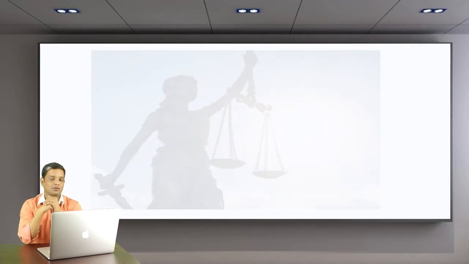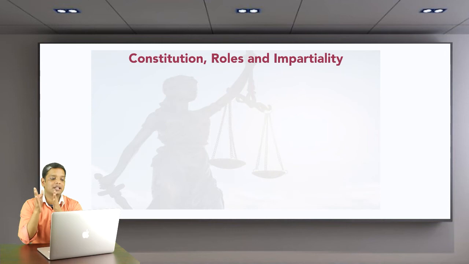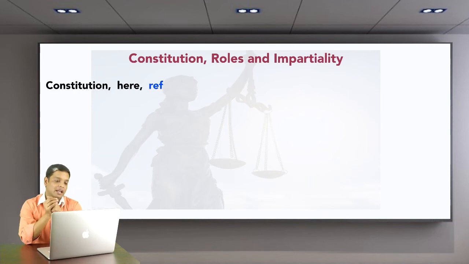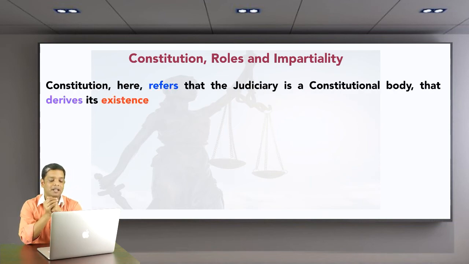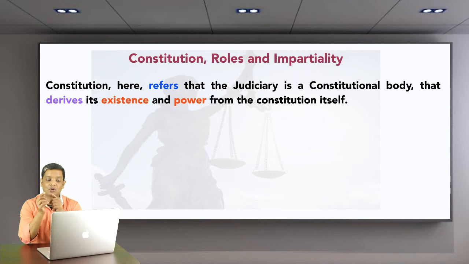Now, the next topic was what were the contents that we have studied under topic 1, namely Constitution, Rules and Impartiality. As we have discussed in the beginning, I will be discussing topic 1 after topic 2. Under this we have the topic that is Constitution, Rules and Impartiality. So first check out Constitution.